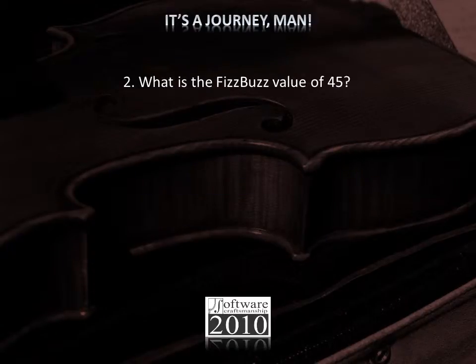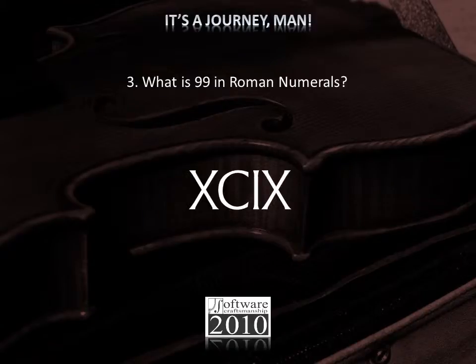Question 2 was, what is the FizzBuzz value of 45? The answer is FizzBuzz, because 45 is divisible by 3 and by 5. Question 3 was, what is 99 in Roman numerals? The answer is XCIX.